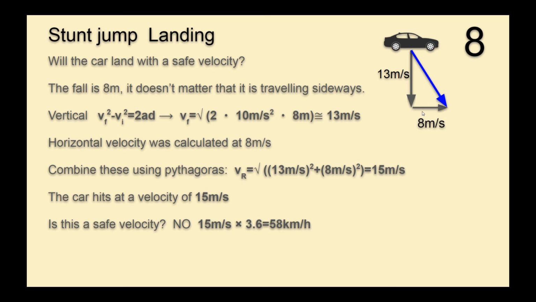The situation will get really complicated beyond high school. So we're going to assume that they trimmed this car perfectly and it lands with all four wheels on the ground. So it's going to hit at 15 meters a second. Is that safe? Heck no. 15 meters a second is 58 kilometers an hour on a drop. So how is that going to feel? Well, let's take an idea.